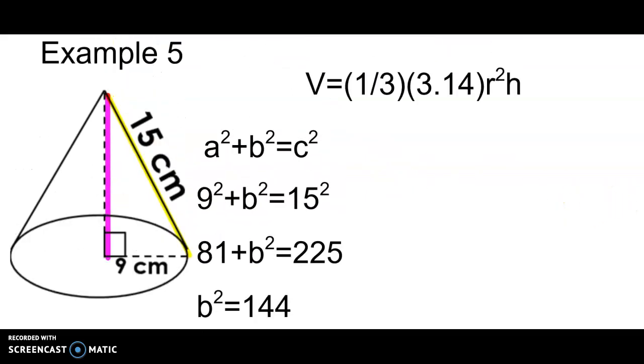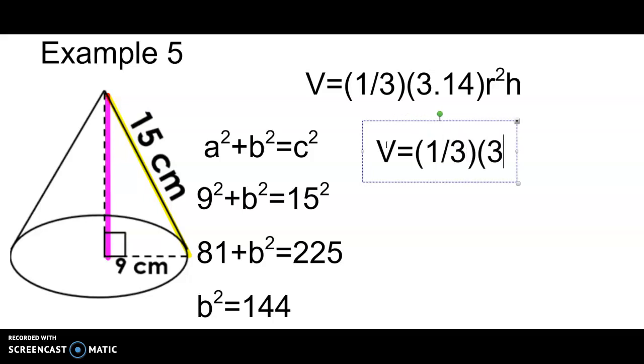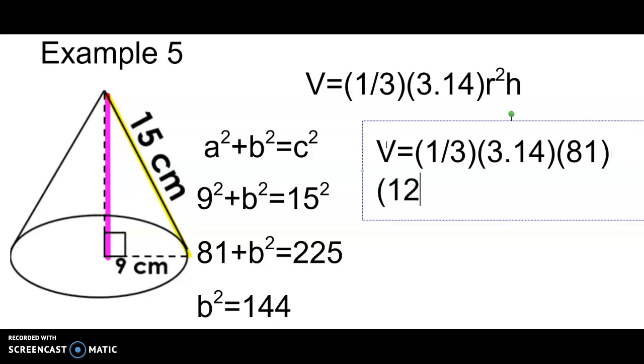Okay, now we're going to plug that in. We know that the height is now 12. So we have volume is equal to 1/3 times 3.14 times 9 squared, which we found was 81, times the height, which is 12. When we plug all of that into the calculator, we end up with 1,017.36 centimeters cubed.